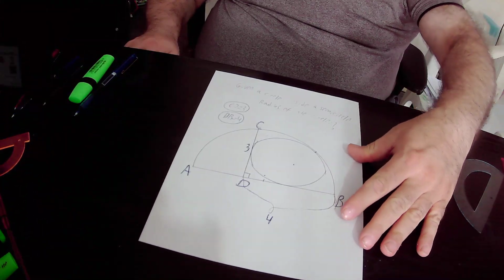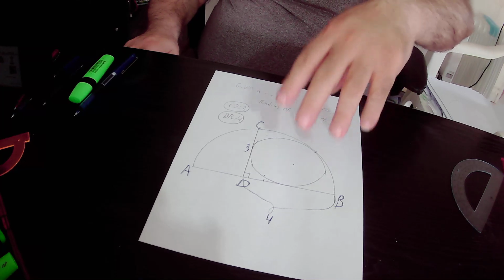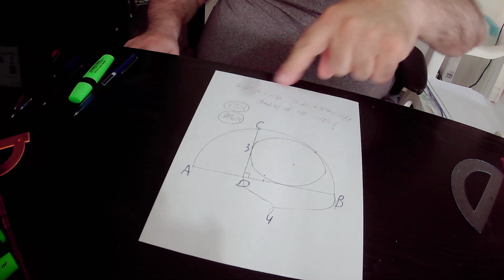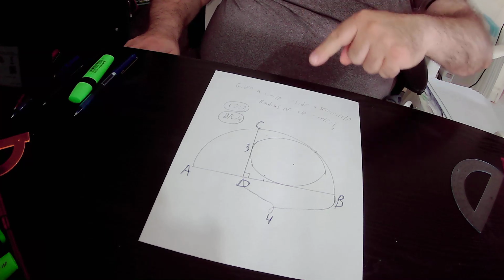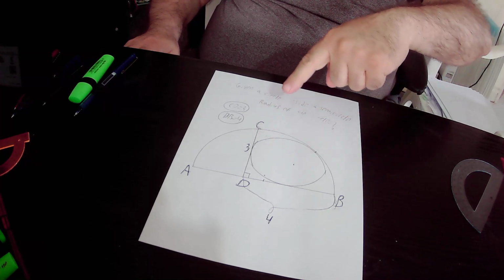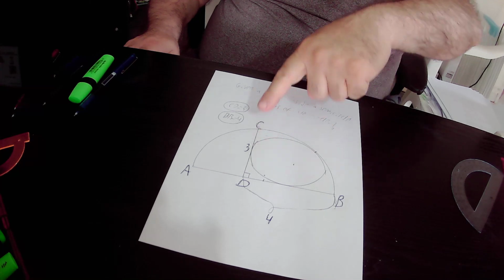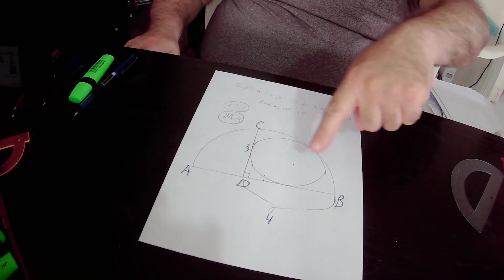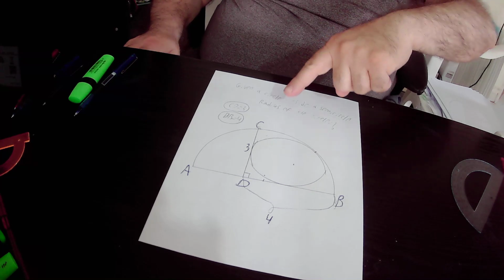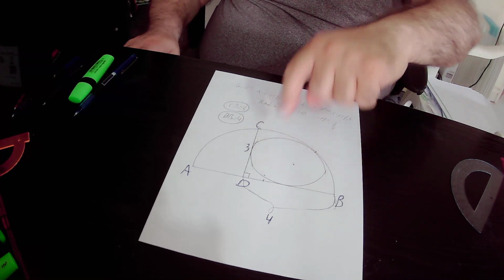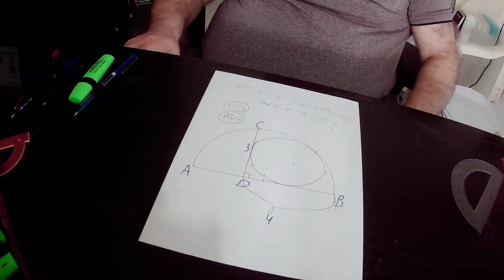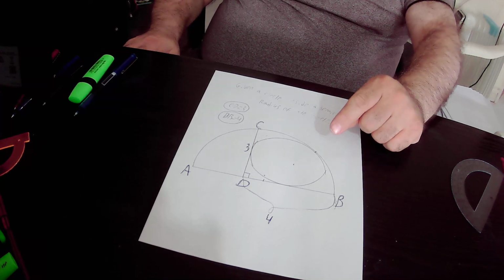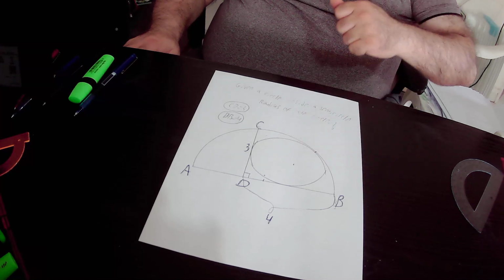Now, in this lecture, we'll find the radius of the small circle. In the drawing, we have a circle inside a semicircle. We know that side CD equals 3 units, so line segment CD equals 3 units, line segment DB equals 4 units. And we also know that angle CDB equals 90 degrees. And we want to find out the length of the radius of this small circle.